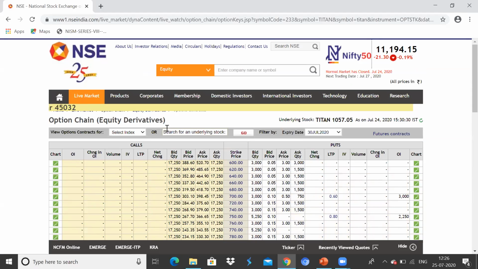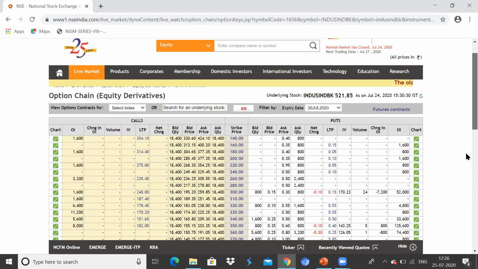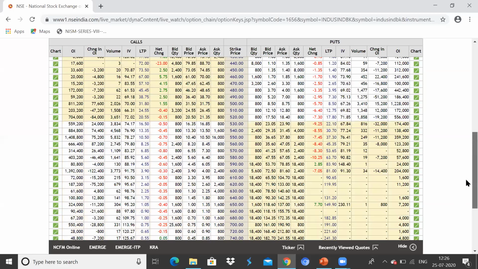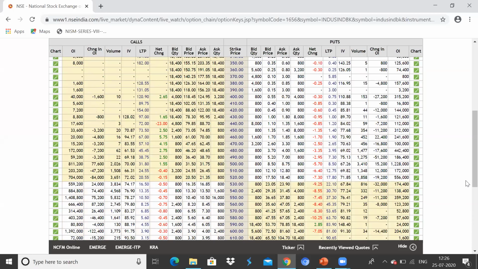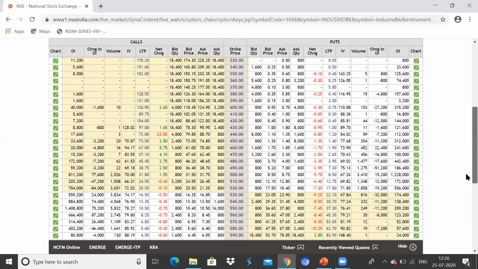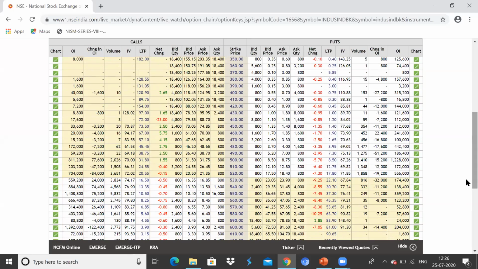IndusInd Bank. IndusInd Bank has support at 500, and resistance at 550, followed by 600, and the stock is trading at around 520. So of course the stop loss is nearby, and the target is 550. So we are in the bullish zone. I would be a buyer here, with my stop loss at 500, and target would be 550 to 600.